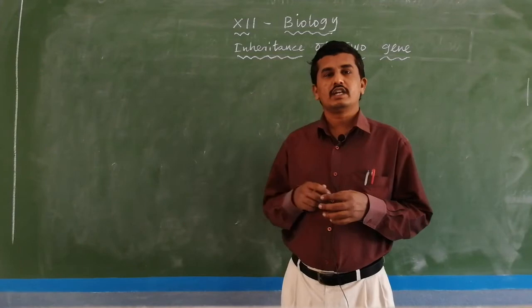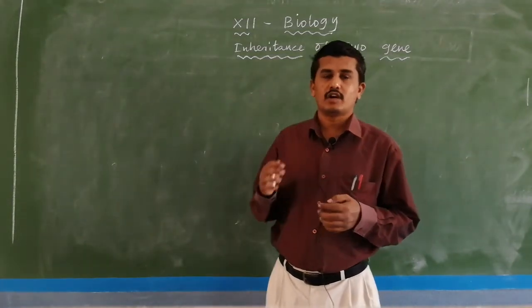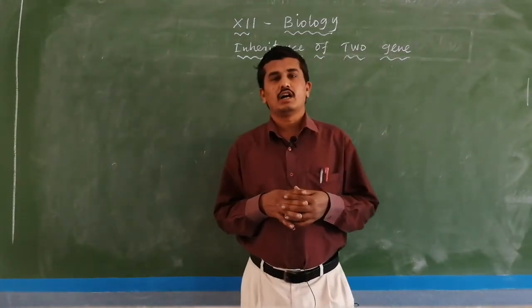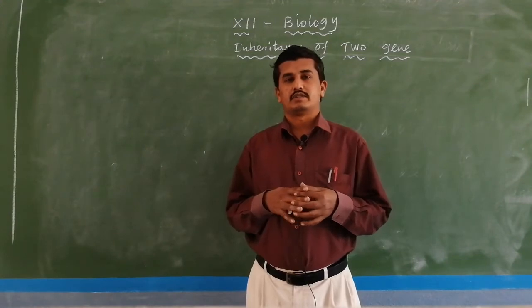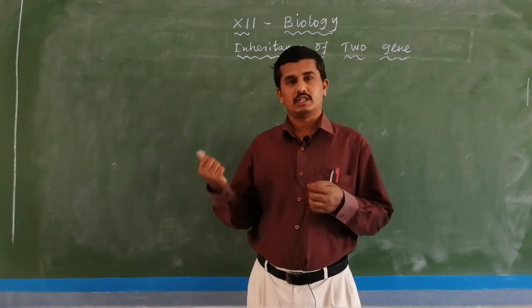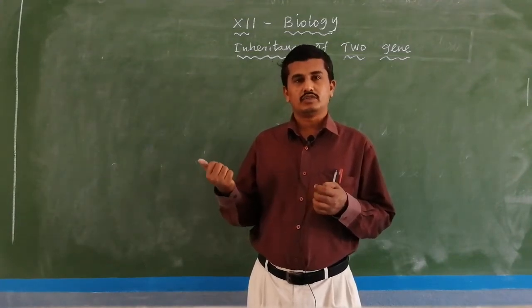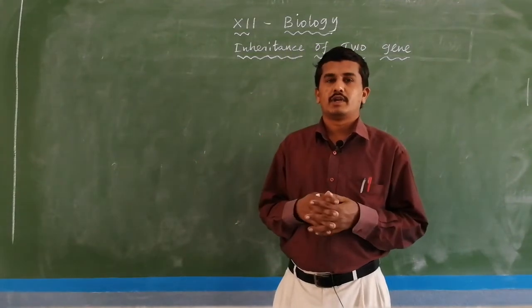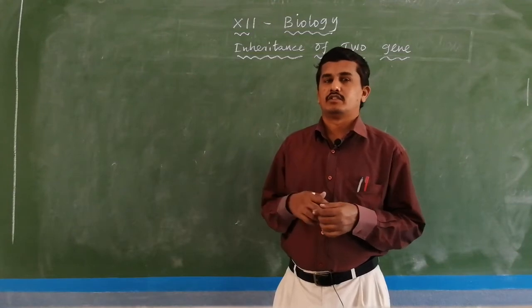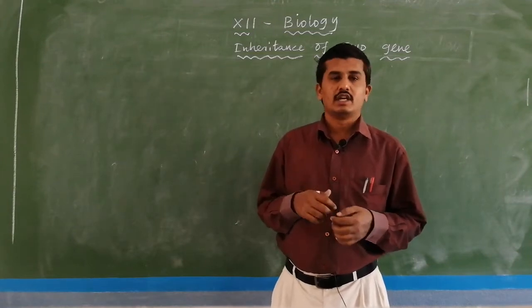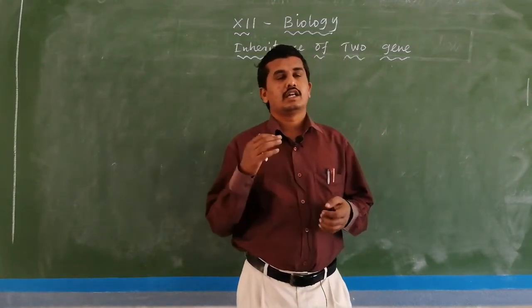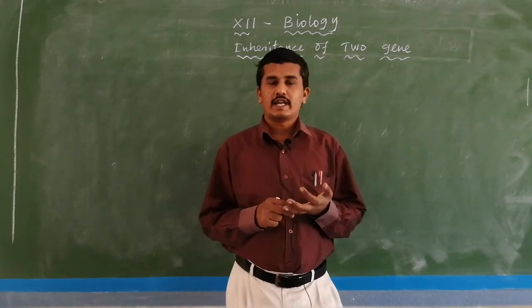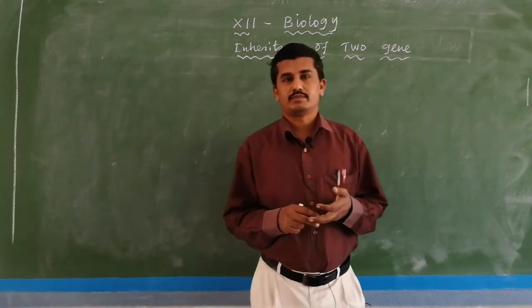So, the concept is inheritance of two genes. Due to this inheritance of two genes, Mendel formulated one law, that is law of independent assortment. How did he formulate the law of independent assortment from the inheritance of two genes? Let us take an example. First we take an example like height and the seed shape.